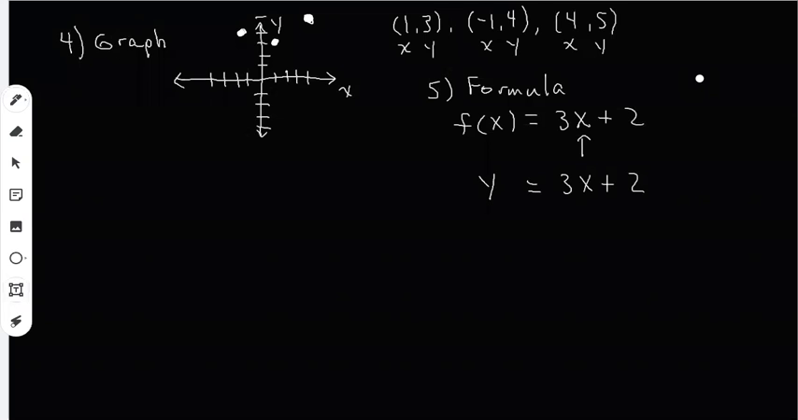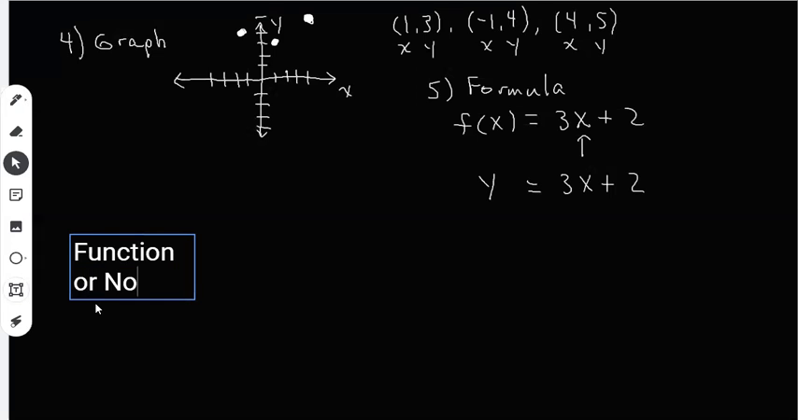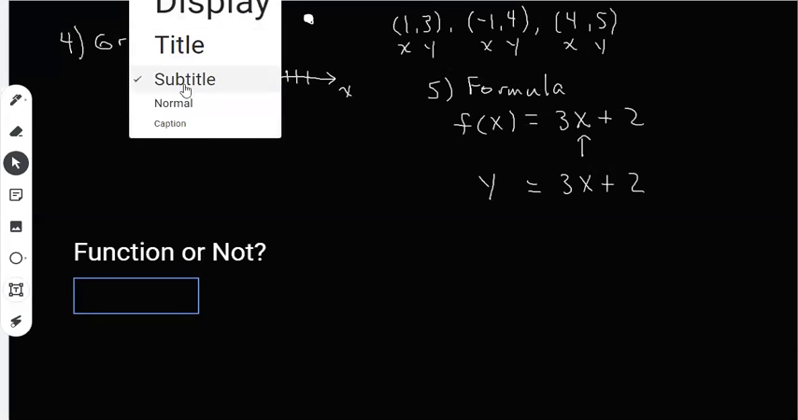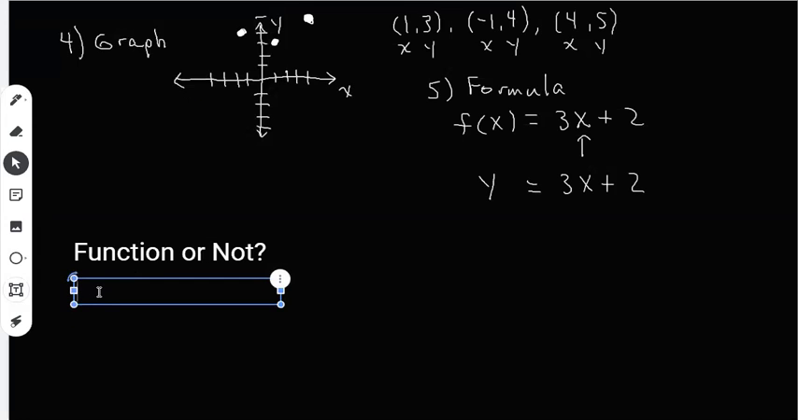Okay, so that's the 5 ways that you can represent a function. So now let's talk about whether something is a function or not. How can you tell if something is a function or not? That's what we're going to talk about next. So function or not? That is the question. Is it a function or is it a relation? Those two are not mutually exclusive, right? So let's talk about it. How do you know if something is a function or not?